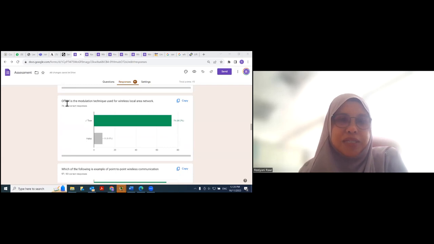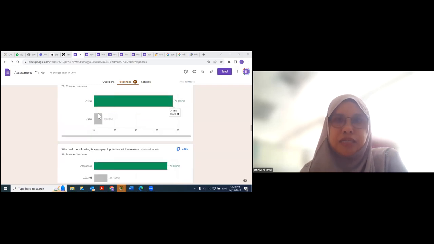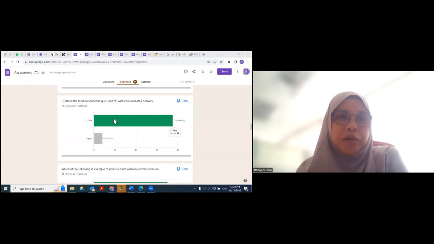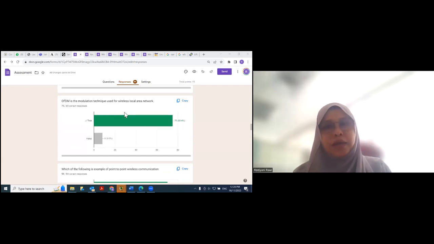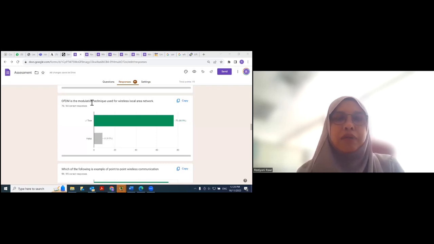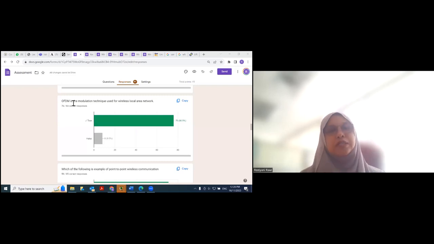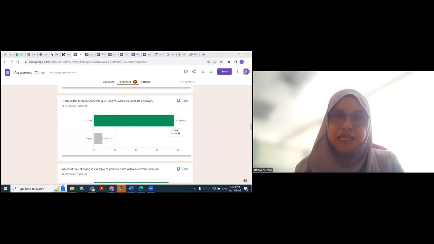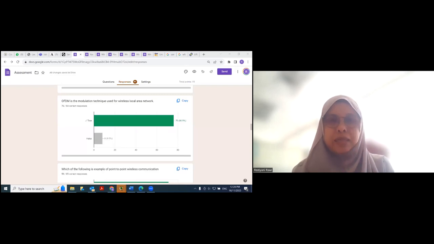Next question: OFDM is the modulation technique used for wireless local area network. Yes, the answer is true. OFDM is used starting from wireless standards 802.11a, g, n, 802.11ac, 802.11ax, and the latest one, coming soon, Wi-Fi 7. It uses OFDM, but in Wi-Fi 6 and above, they improved the modulation technique to use OFDMA. That is the improvement done for wireless local area networks.